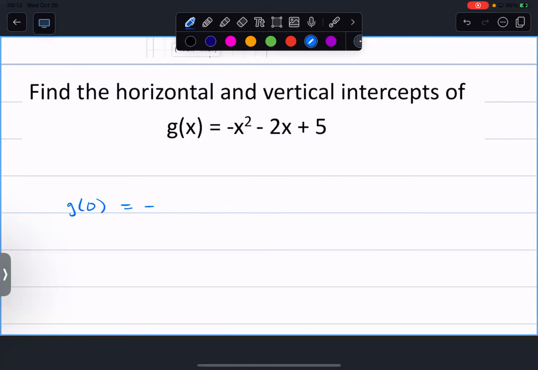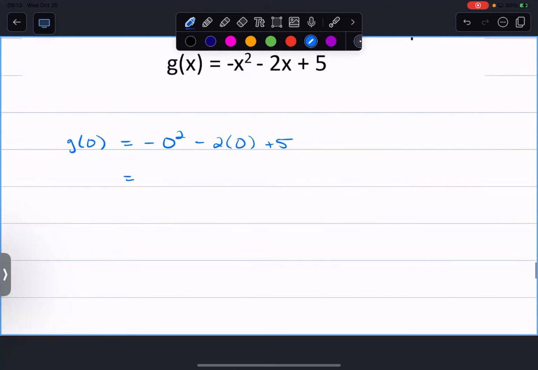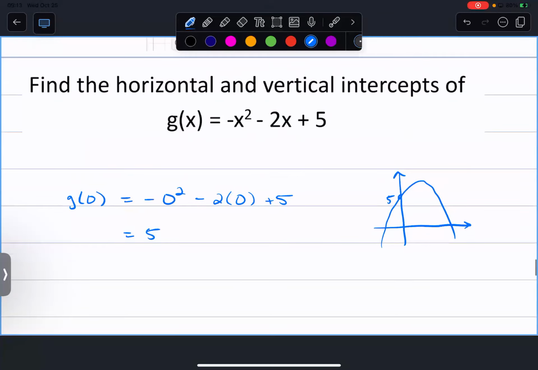G of 0, that's kind of a gimme one. 2 times 0 plus 5. So the vertical intercept is at 0, 5. So if I have to visualize this thing, I'm up here at 5, and it might go something like this because it's facing down. So again, I'm expecting 2 horizontal intercepts. All right.